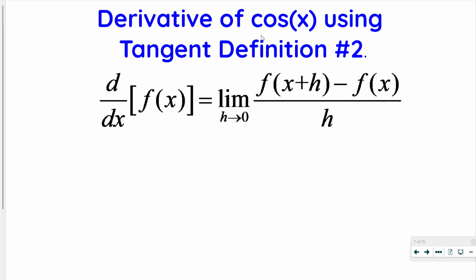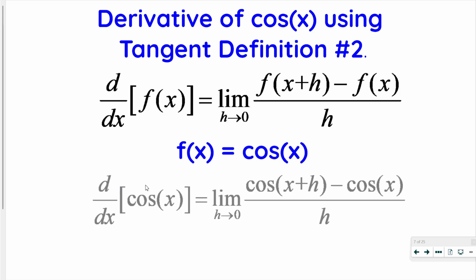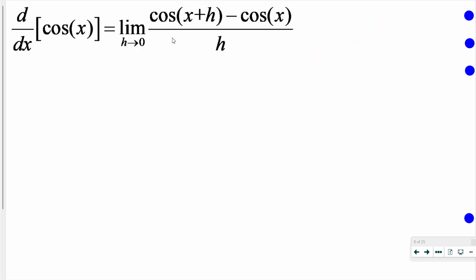So if I want to use this tangent definition number 2 to prove the derivative of cos x, that means that my function is cos x. It'll look like this. The derivative of cos x is the limit as h approaches 0, cos of x plus h minus cos x all over h. So let's break this down a little bit. If I want to do the derivative of cosine, I'm going to use this definition here.